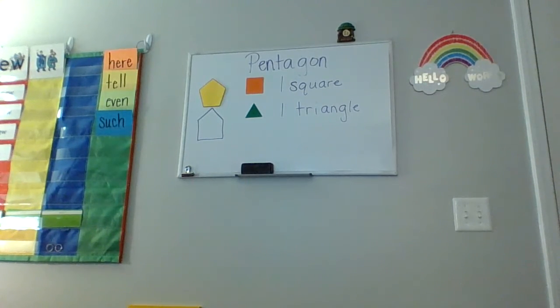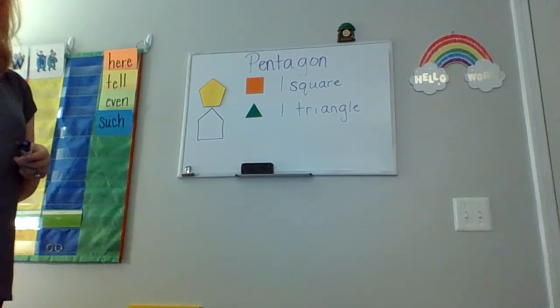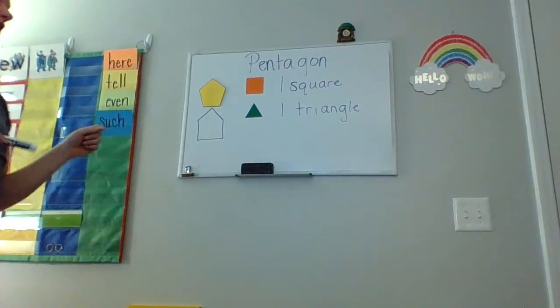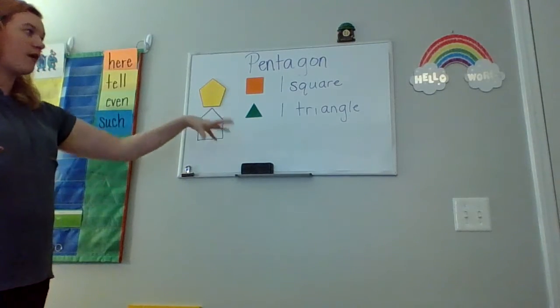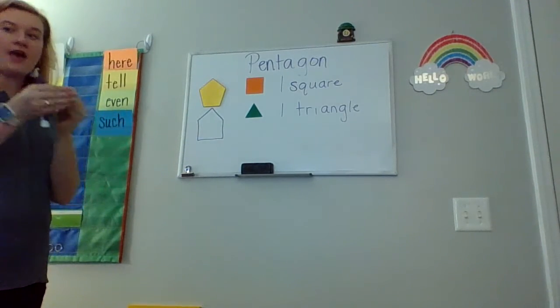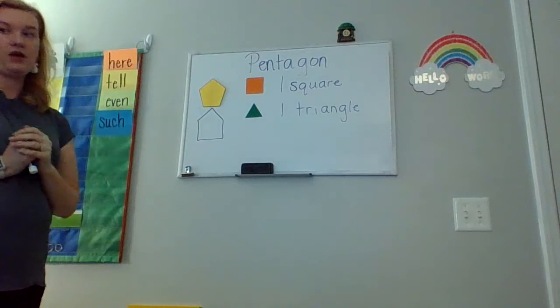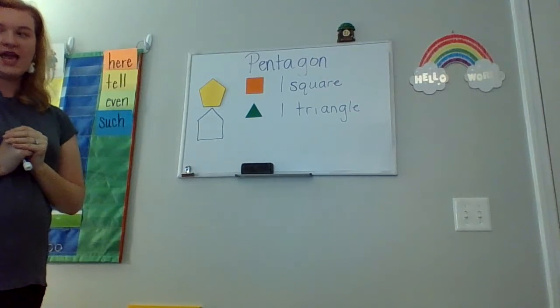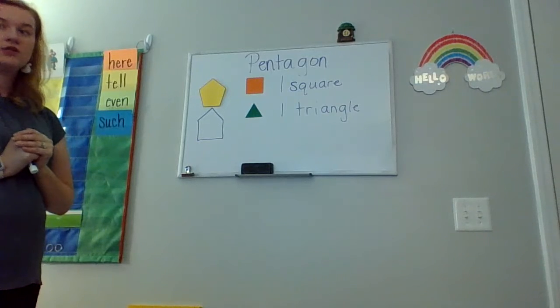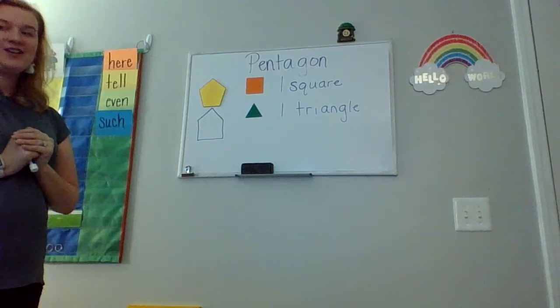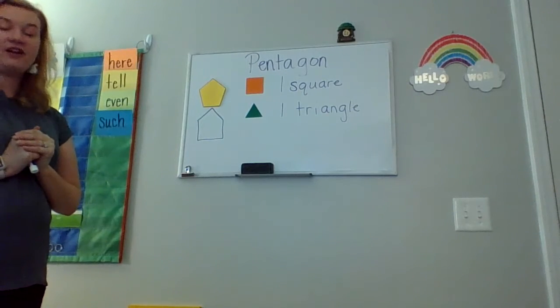When you're finished with this one, give me your scariest face. What do you have to do again? You are taking 1 square and 1 triangle and drawing the square and triangle together to make a pentagon. Okay? So you're taking, don't show me yet, Emmy. You're okay. When you're finished, make your scariest face.